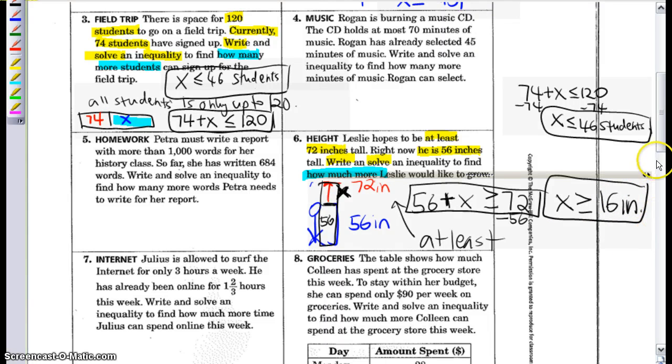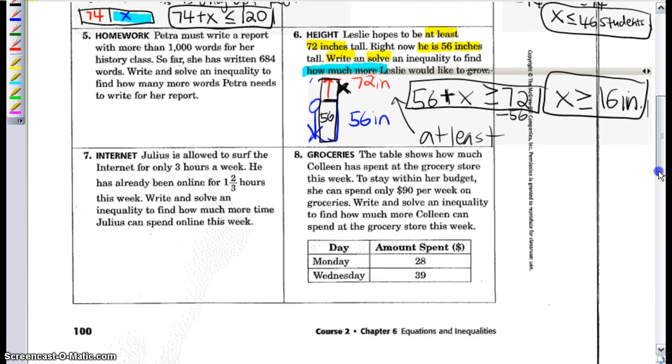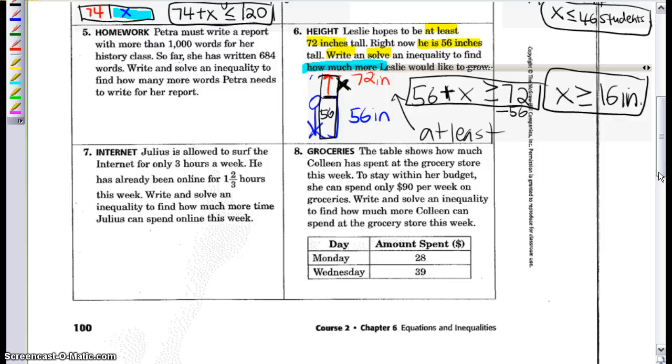Let's look at number 7 here. Julius is allowed to surf. Okay, so let's highlight what we need here. And remember, if you're watching this video, I hope that you've tried these questions already first, so that you can get some practice and then come back to the video to help you. So he says that he's allowed to watch only 3 hours a week. He's been online for 1 2/3 of an hour, so highlight that.